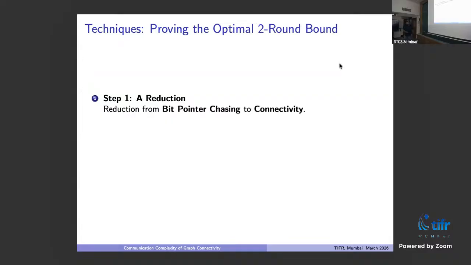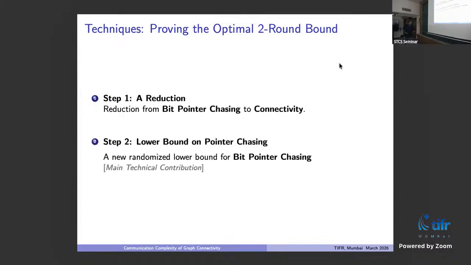So how do we prove our lower bound? There's a well-known problem called pointer chasing. There are many variants of this well-studied problem. We show a reduction from one particular variant of pointer chasing to the connectivity problem. And our main technical contribution is a new randomized lower bound for this variant of pointer chasing, which will show both the reduction and give an idea of how the lower bound works. Okay, so I hope the outline is clear. I'll go on to define now what this pointer chasing problem is.